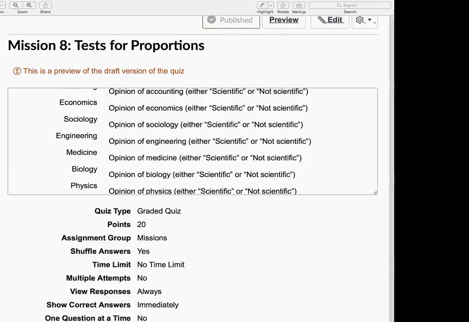This is relevant both for the midterm, but also for the final exam, which covers both the midterm material and the second half of the course.